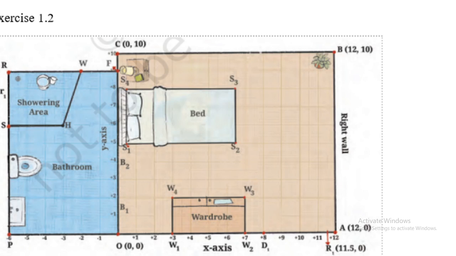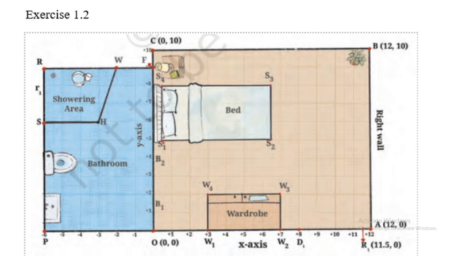Let's mark it. For the wash basin it was 3 by 2, right? So length will be 3 units and width will be 2 units. This one, right? Yeah, this is for the wash basin. And for the toilet it was 2 by 3, meaning length will be 2 and width will be 3. So this one.